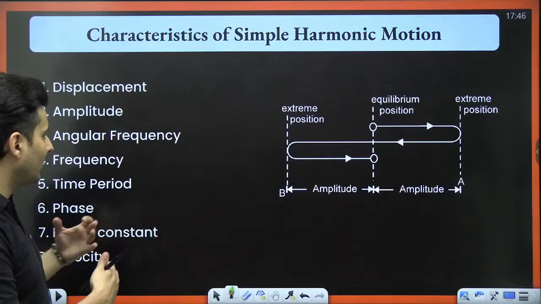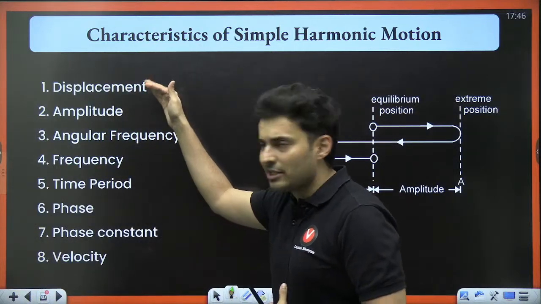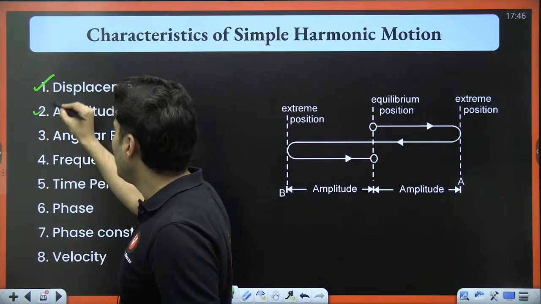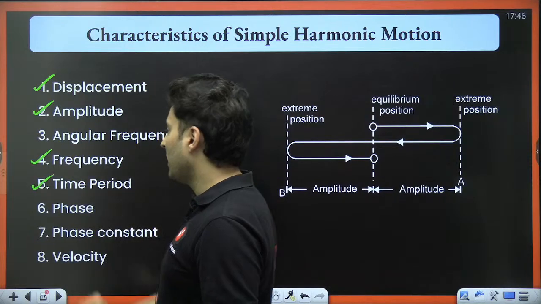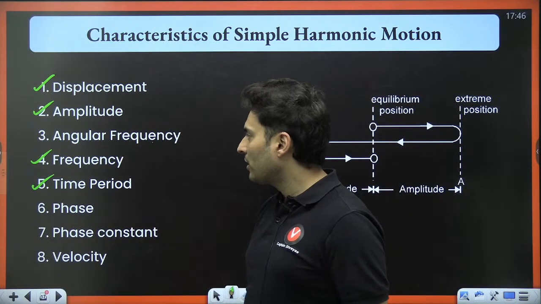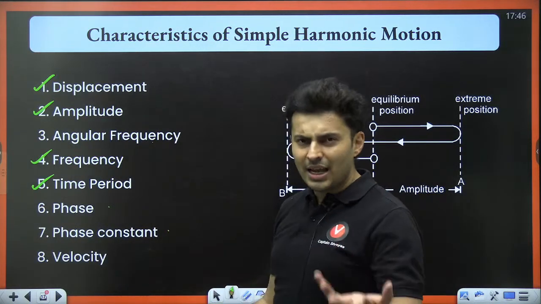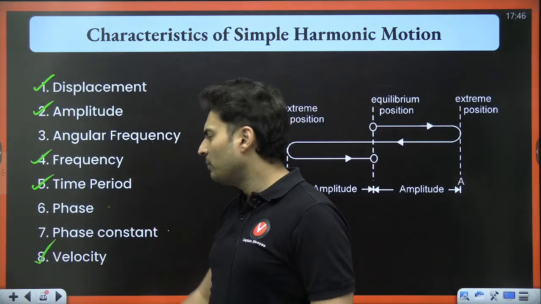Now that you have understood it till here, let's study some more parameters like displacement. We have studied this. Amplitude also we have studied. Frequency also we have studied. Time period also we have studied. Now let's study angular frequency, phase constant, velocity. We have seen some part of it, but we'll be seeing the equations also.